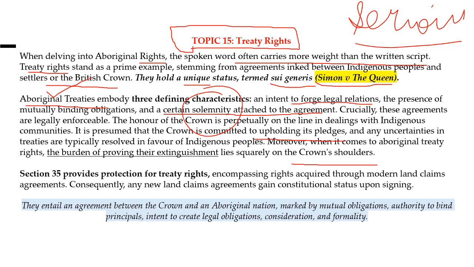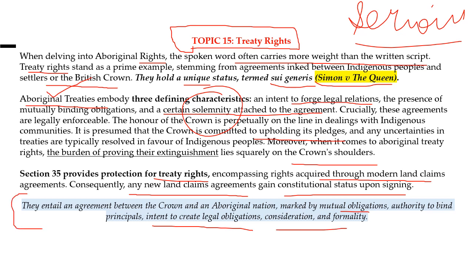Section 35 provides protection of treaty rights and encompasses rights acquired through modern land claim agreements. Consequently, any new land claim agreement gains constitutional status upon signing. They entail an agreement between the Crown and an Aboriginal nation marked by mutual obligation, authority to bind the principal, intent to create legal obligation, consideration and formality. So this is the main definition, the meaning of treaty rights. They create particular legal rights.